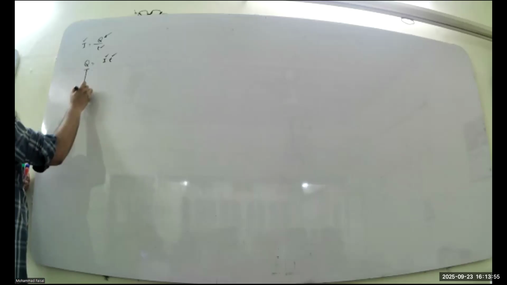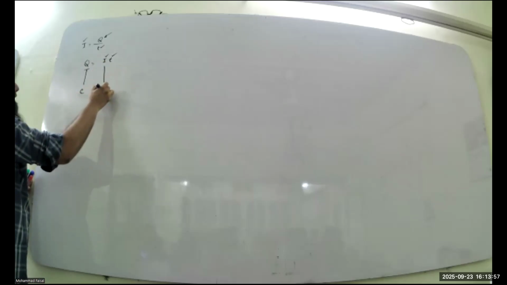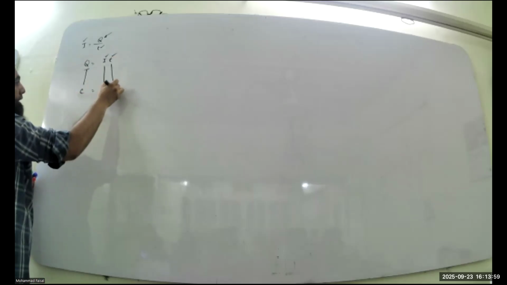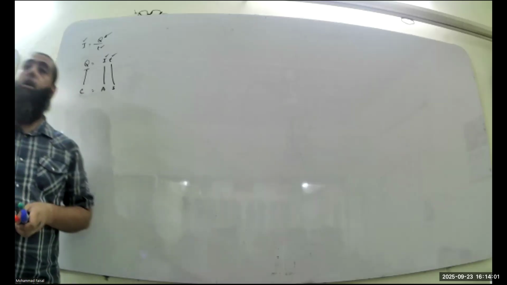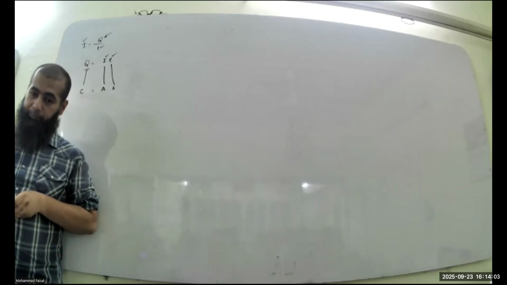Charge unit is coulomb, current unit, ampere, time unit, second. So 1 coulomb equals 1 ampere times 1 second.